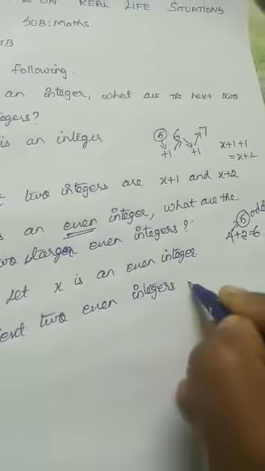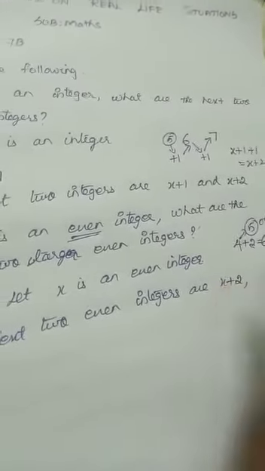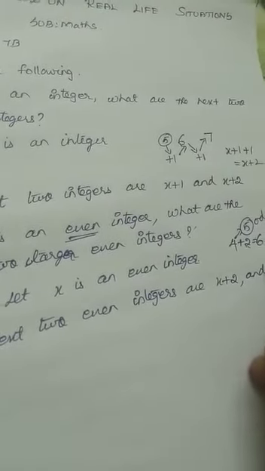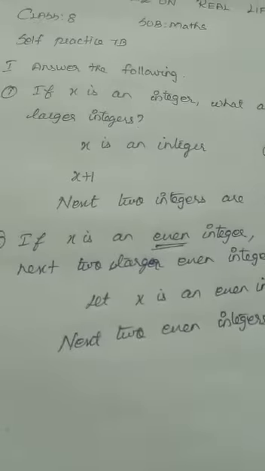Next two even integers are x plus 2. With this we have to add 2, so you will get x plus 4. Okay, and your next question, number 3.